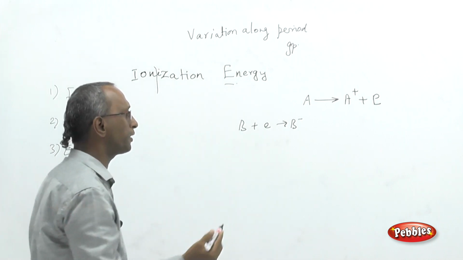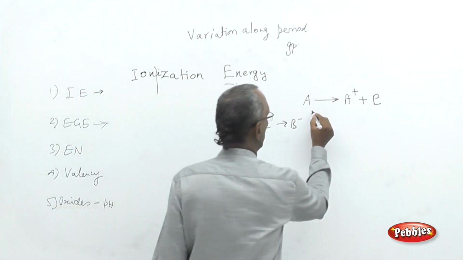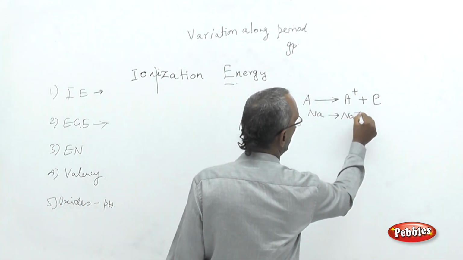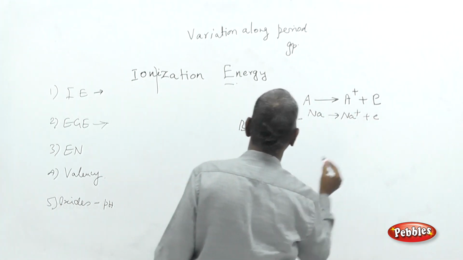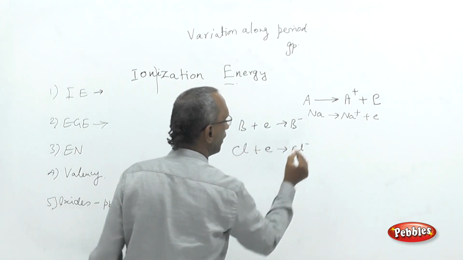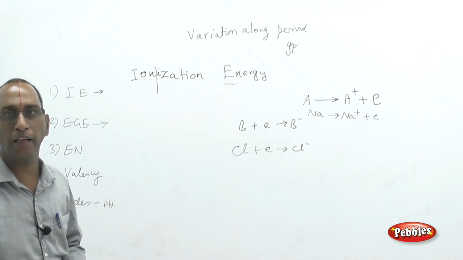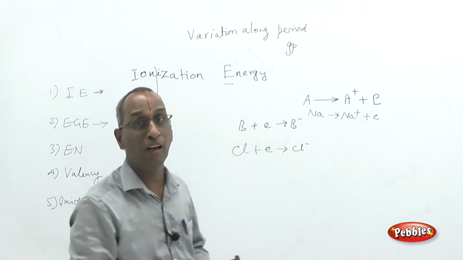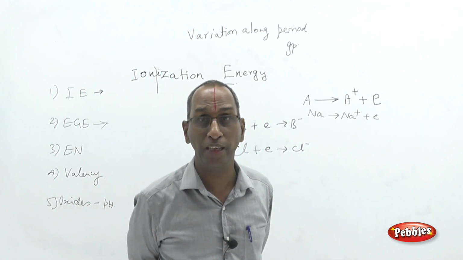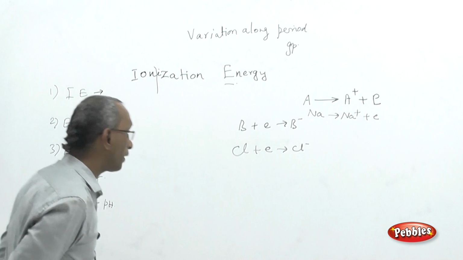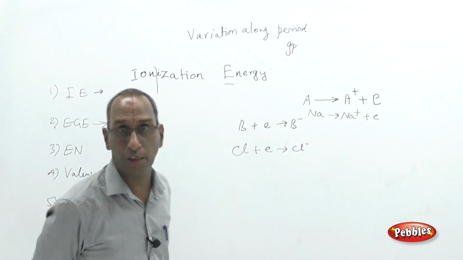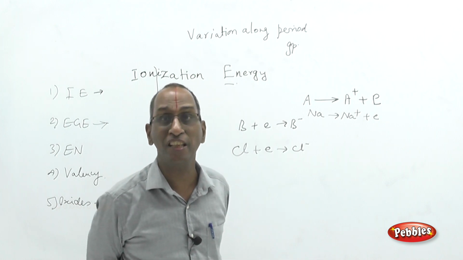You can illustrate with the example of sodium and chlorine. Sodium loses one electron, becoming sodium plus, or sodium ion. Whereas chlorine gains one electron, forming the chloride anion. So for cation formation, electrons must be lost. For anion formation, electrons must be gained. For the loss of electrons, some energy always has to be spent. That is why it is called ionization energy.